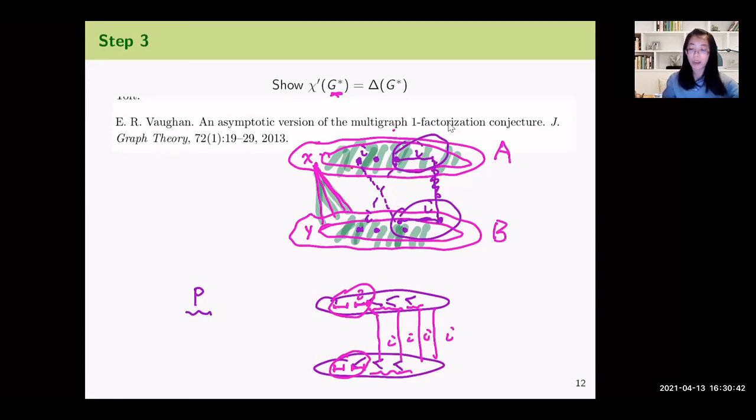And after those two processes, in the first process, we use P colors. Suppose in the second process, we use Q colors. After those two processes, we use in total P plus Q colors, and each color class is a perfect matching.